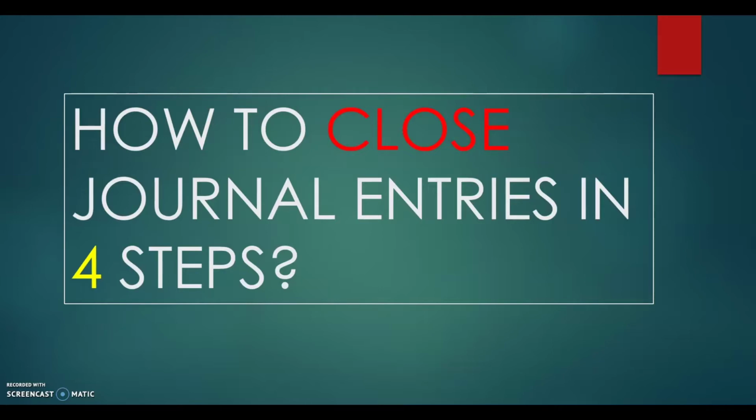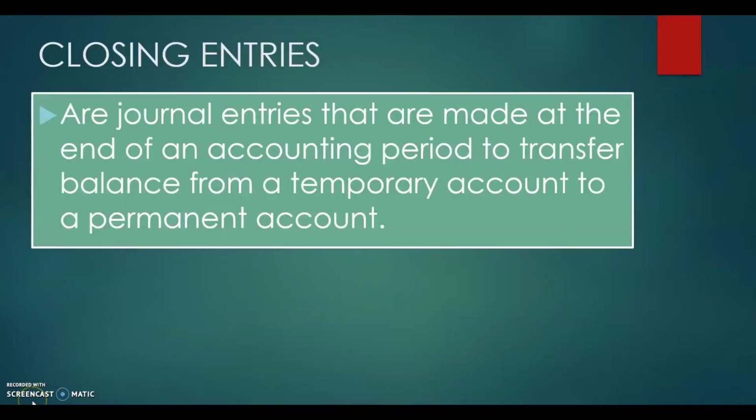Today, we're going to discuss how to close journal entries in 4 steps. First, let us define closing entries. Closing entries are journal entries that are made at the end of an accounting period to transfer balance from a temporary account to a permanent account. So our goal here is to make the balances of our temporary accounts zero and transfer them to the balances of our permanent accounts.